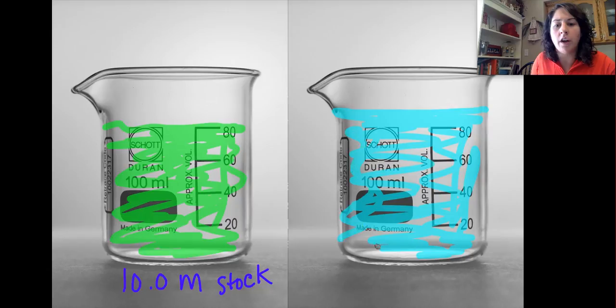So this is our water that we're going to add into this solution, but we only want to add 10 milliliters of the stock solution. So this is our dilute solution, and we want a 1 molar. So this is M1, so M2 is going to be a 1 molar dilute solution.